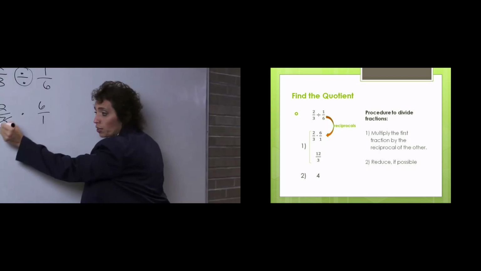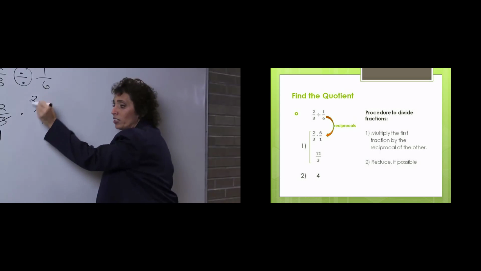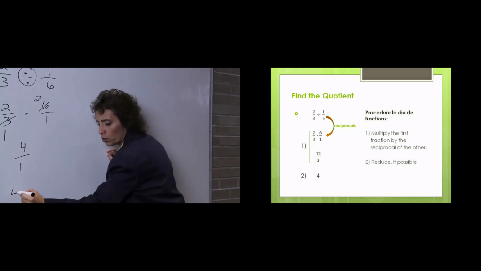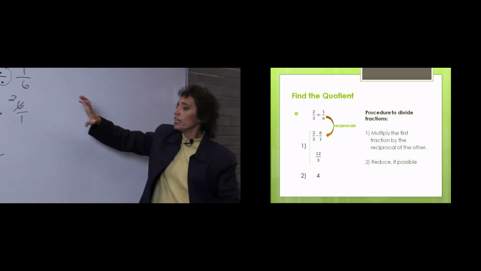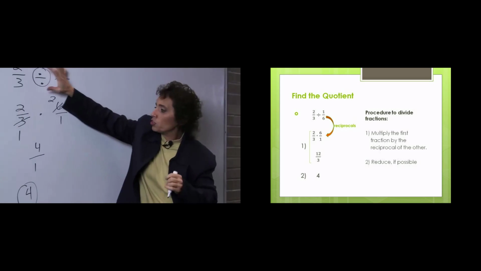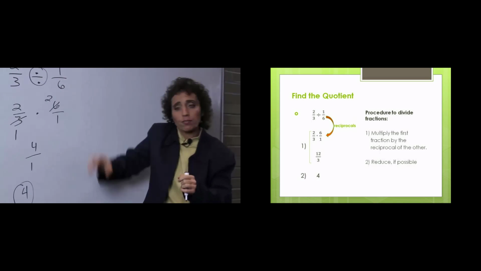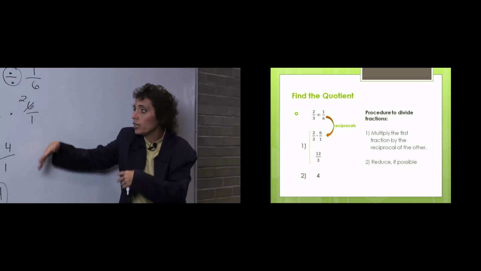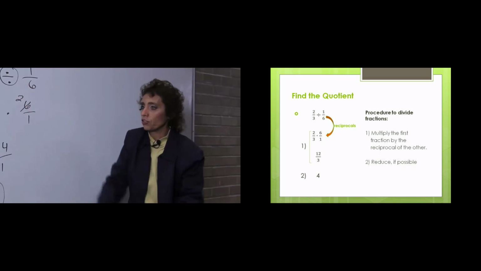I'm going to reduce. 3 into 3 goes once. 3 into 6 goes twice. 2 times 2 is 4. 1 times 1 is 1. 4 over 1, or just 4. So it's really pretty simple. Keep the first fraction, change division to multiplication, and flip the second fraction. So it's really kind of cool if you knew what you did before when we multiplied. Now we just changed division to multiplication.